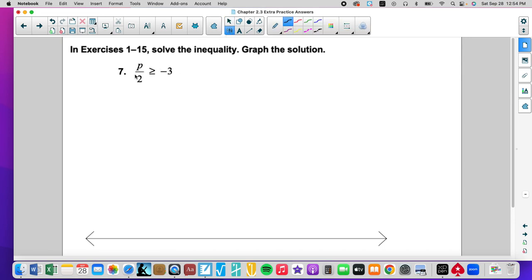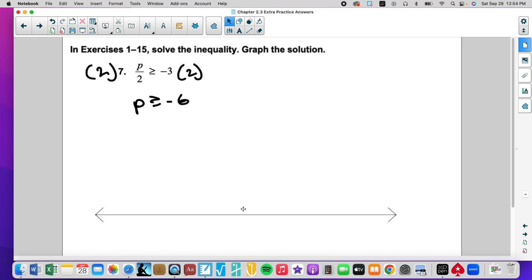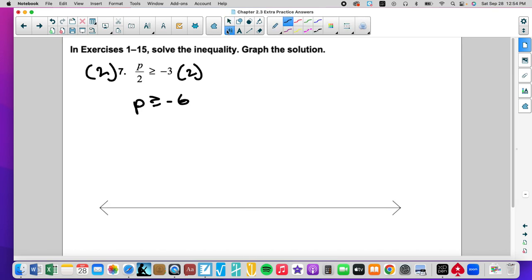Here we go. P is being divided by 2. The inverse is multiplying by 2. I multiply both sides by +2, so I don't have to flip the inequality sign. Even though I got a negative number, we have to do it to both sides, because if you multiply both sides, it flips both things across. That's our reasoning behind it. So P is greater than or equal to -6. That's a closed circle going to the right.